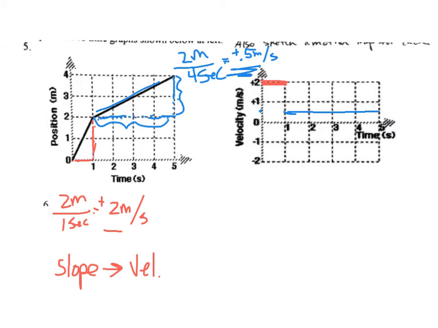Now, why do I go all the way to 5 seconds this time, but I didn't last time? Because this one goes all the way to 5 seconds. So we have that information, so we put it on there. Half a meter per second, 0.5 meters per second, positive, for the other 4 seconds. Got that? Hopefully you got that.